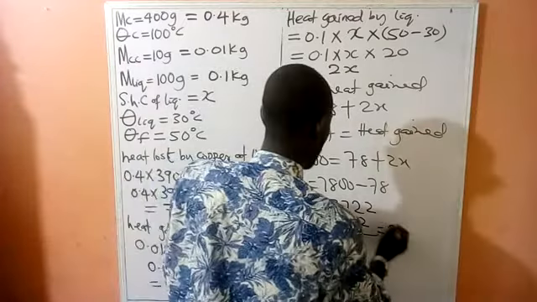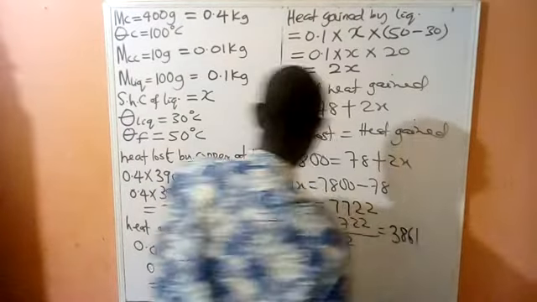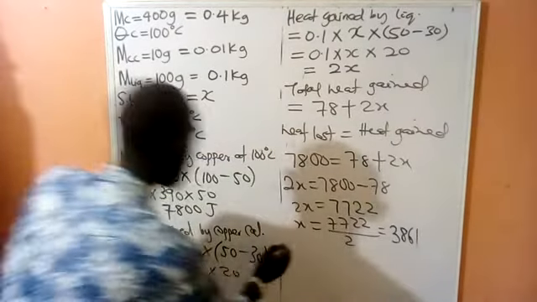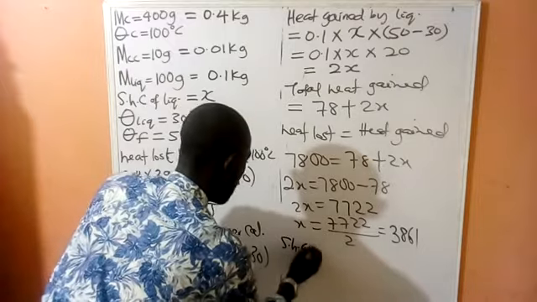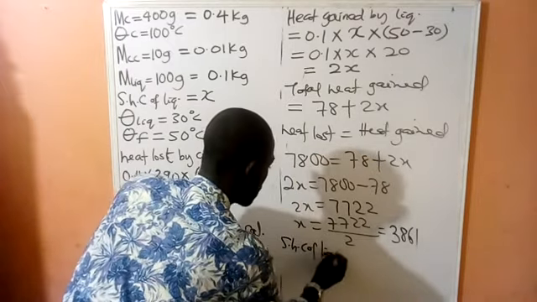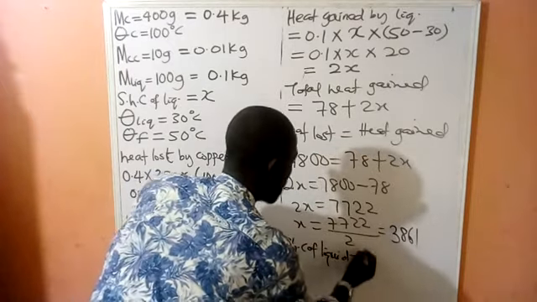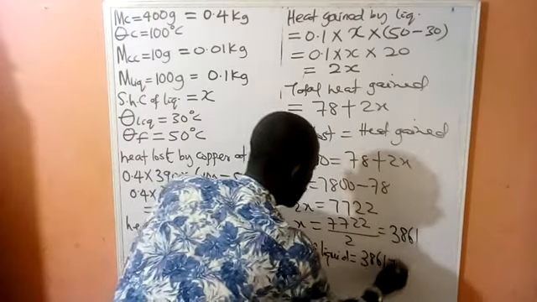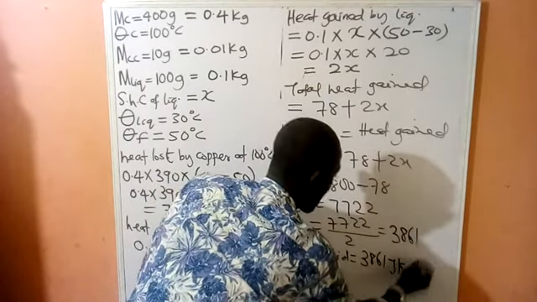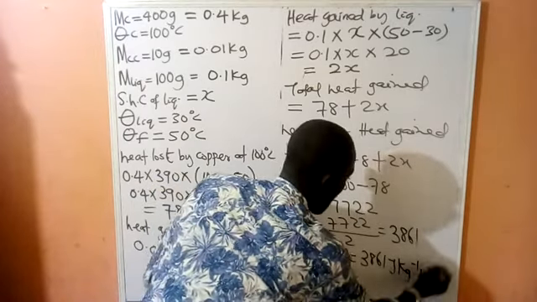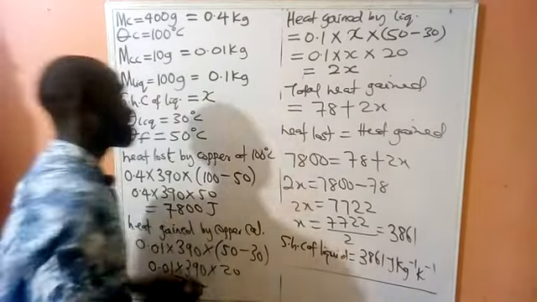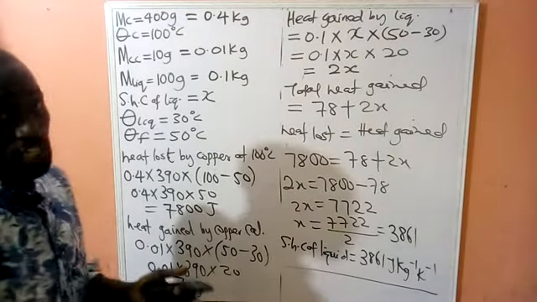3861. So we are saying the specific capacity of the liquid, of the liquid, are you with me, equals 3861 joule per kilogram per Kelvin. So that is the specific capacity of the liquid, class.